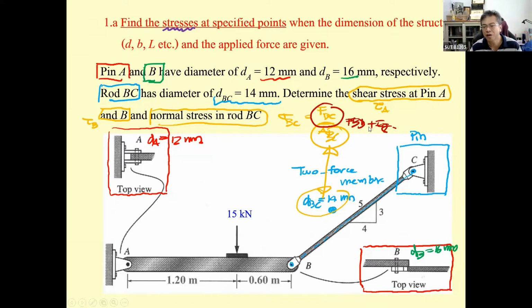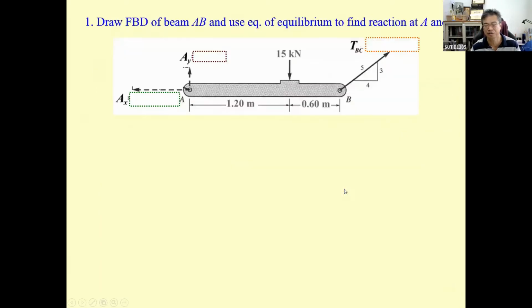We are going to draw the free body diagram of this beam AB. How about the beam AB? The beam AB will be discussed later in chapter 6. So just consider the simple connection and simple structural member, such as the two force member.